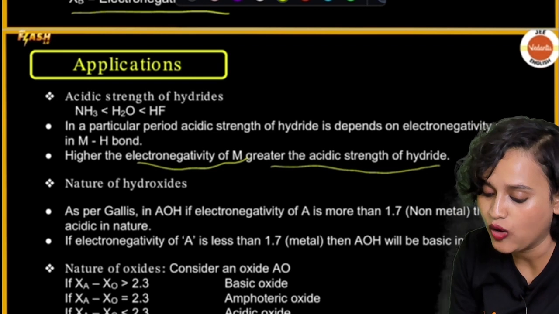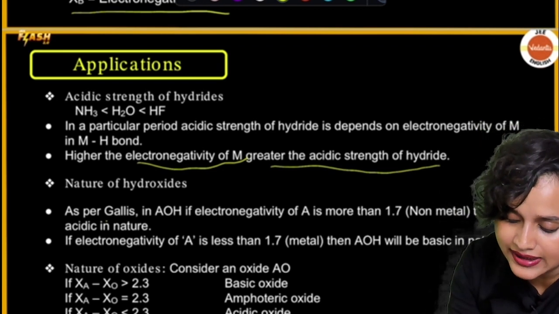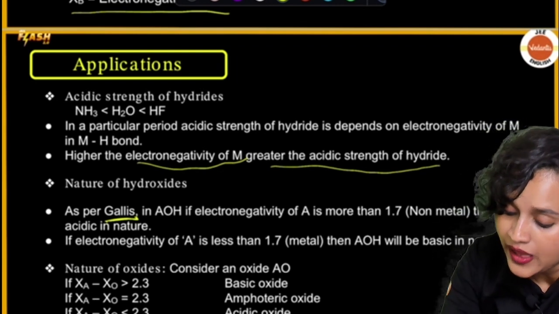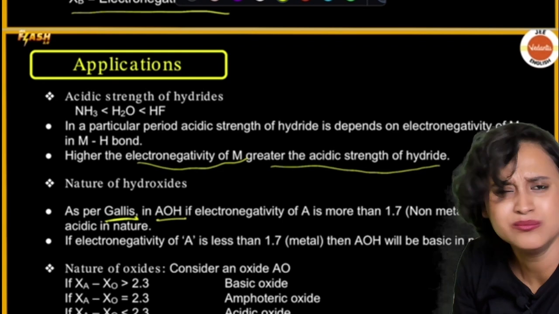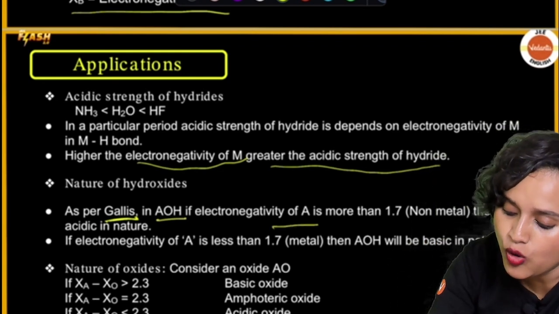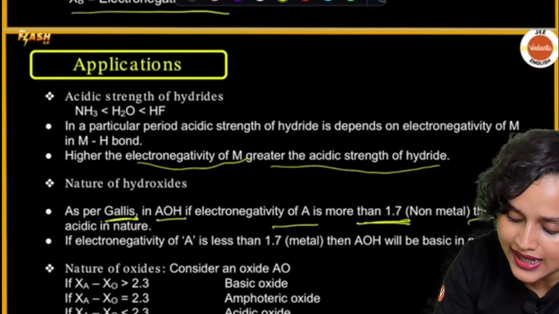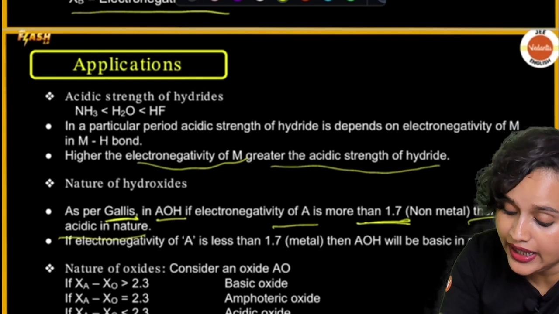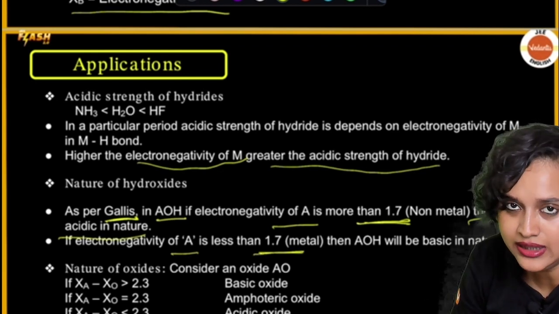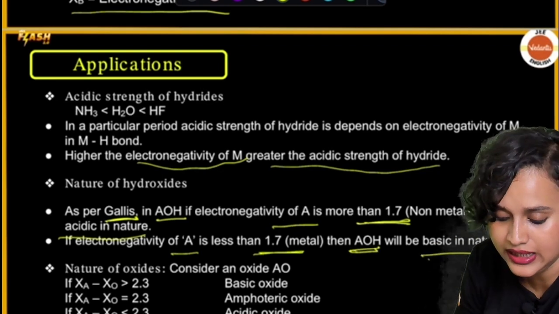Now, nature of hydroxide. According to Gallis, there was another person whose name was Gallis, and he said that in AOH, that is, some hydroxide, if the electronegativity of A is more than 1.7, then it will be acidic in nature. And if the electronegativity of A is less than 1.7, then the hydroxide AOH will be basic in nature.